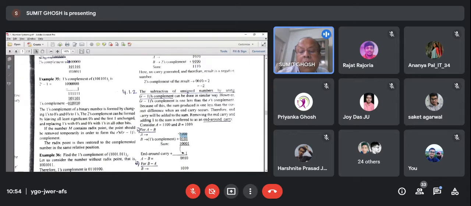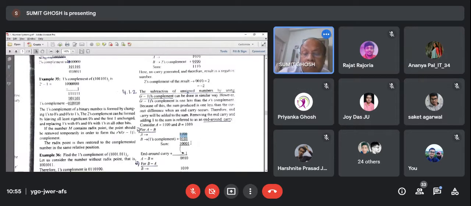Anybody? Apart from Rajat. 2's complement of this number? 0100. 0000. No. Who said 0, 0, 0, 0? 0100. What is the 2's complement of this number? Sir, 0100. Very good. What is the 1's complement of this number?